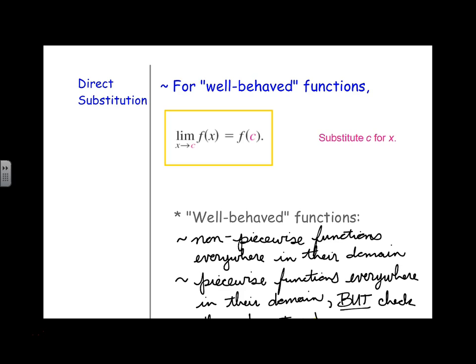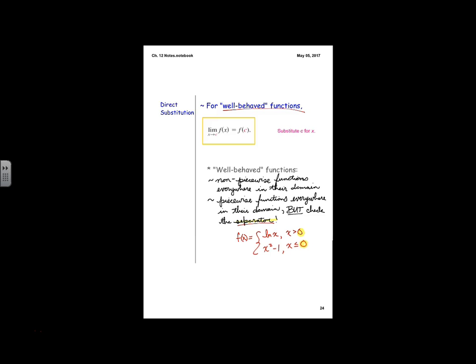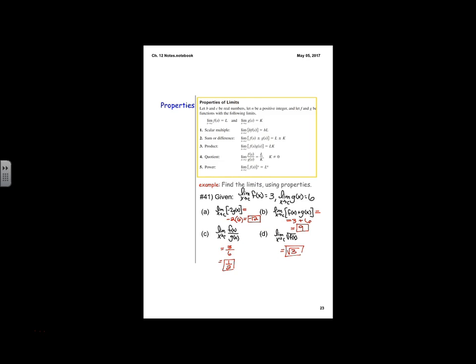It's what the approach is showing. But for well-behaved functions, what's at the point is where it's approaching. So it's the same thing. It's a shortcut.